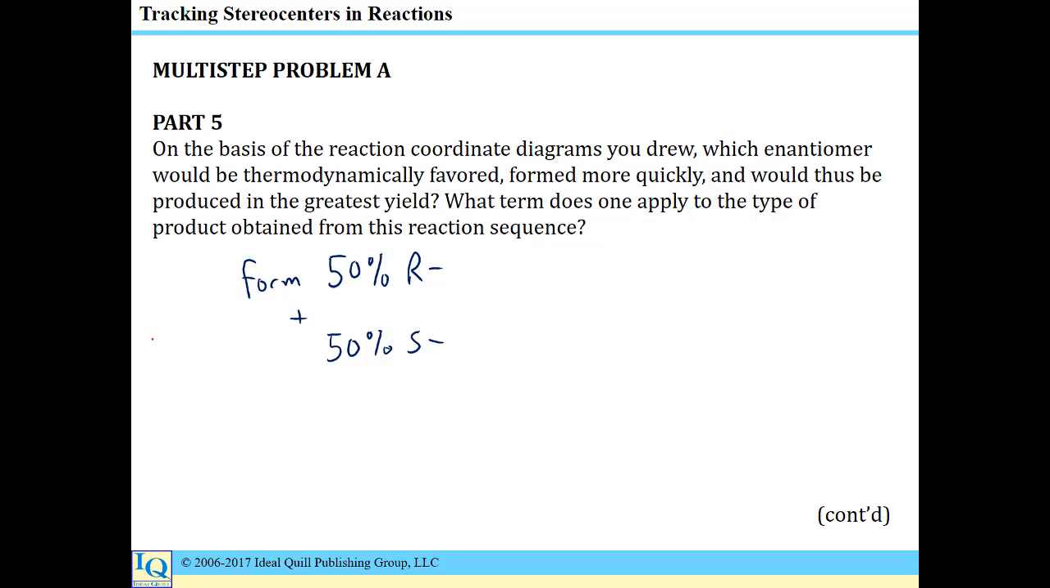And then as a final part of this question, it asks us, what term does one apply to the type of reaction product produced from the sequence? And since it is a 50% mixture of two enantiomers, this is what is known as a racemic mixture.